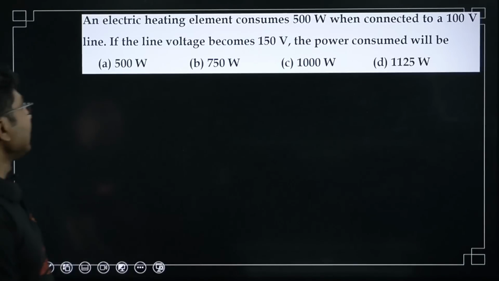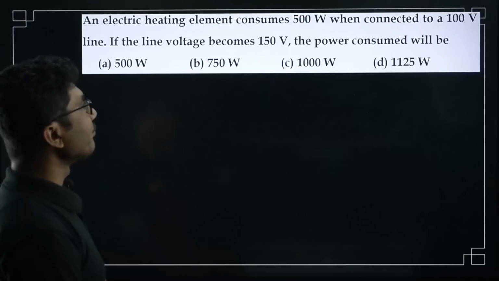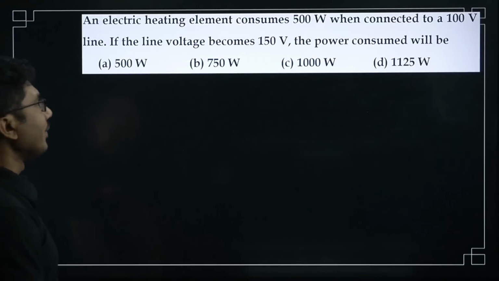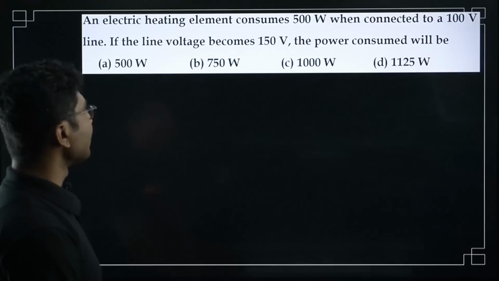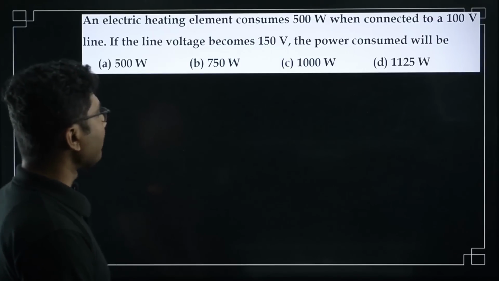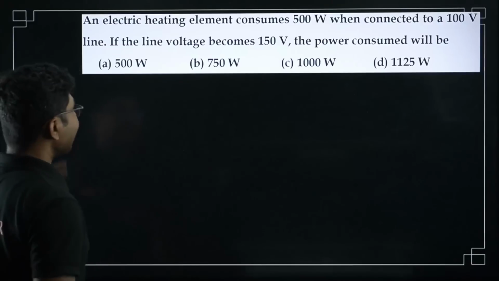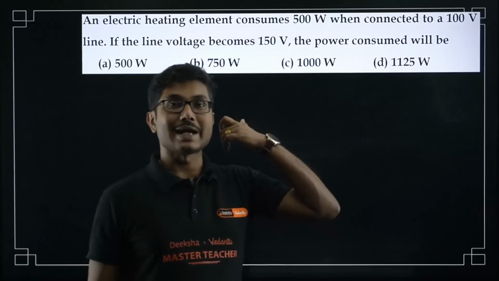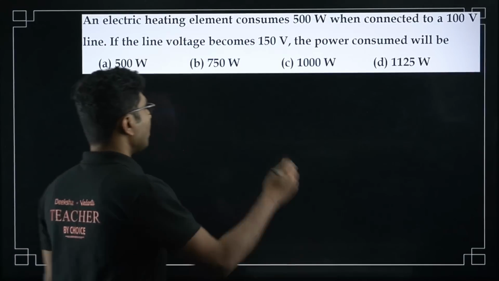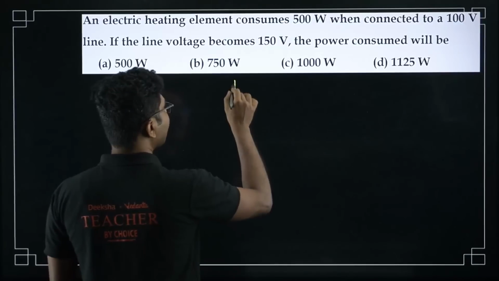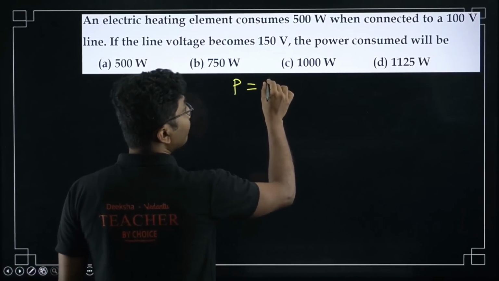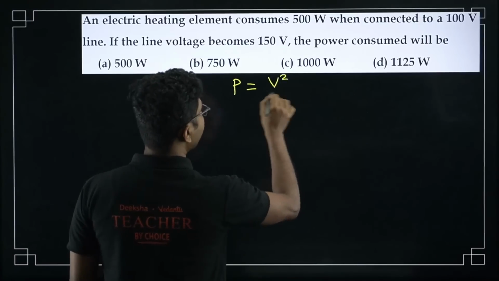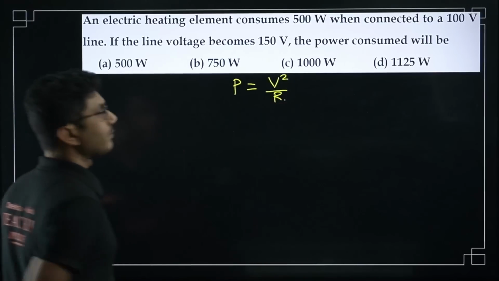Okay, an electric heating element consumes 500 watt when connected to a 100 volt line. If the line voltage becomes 150 volt, the power consumed will be? So electric heating element, basically that means it has a fixed resistance. Okay, and we know that power is given by V square by R, right? Voltage is given, so power is V square by R.